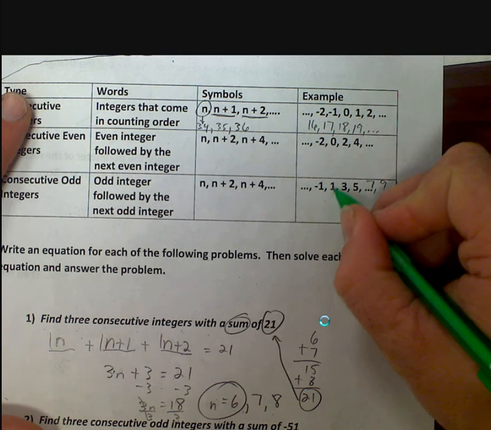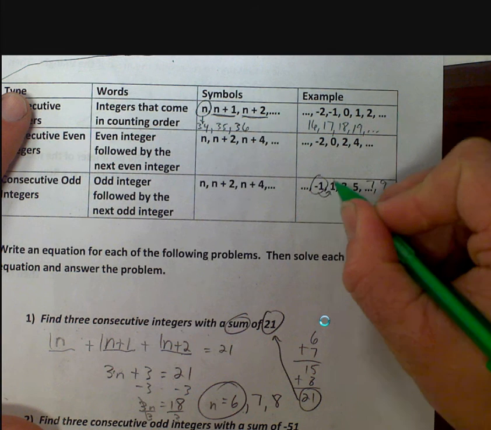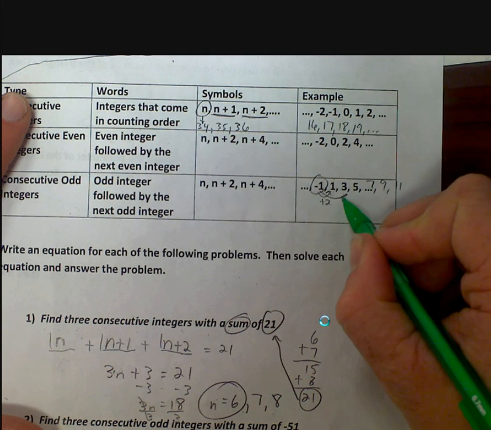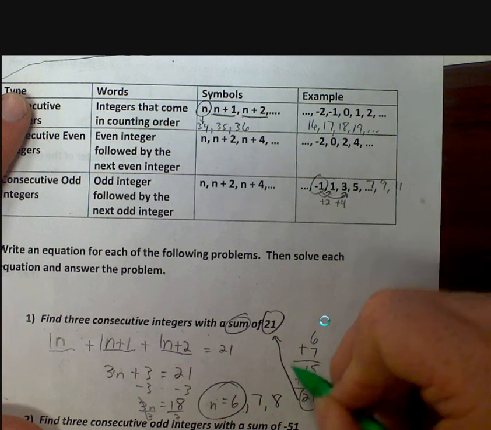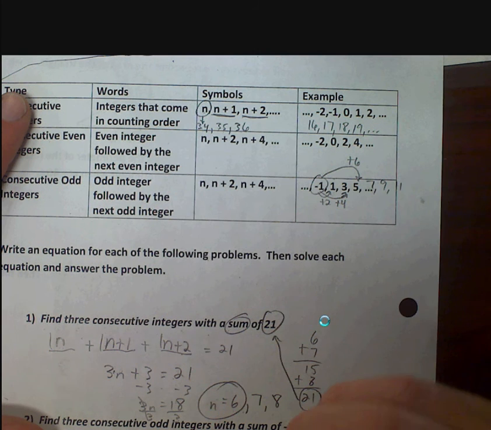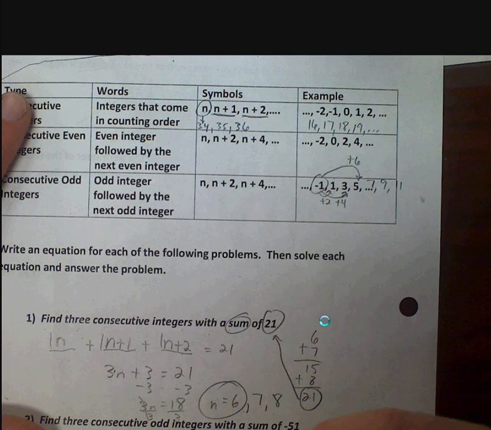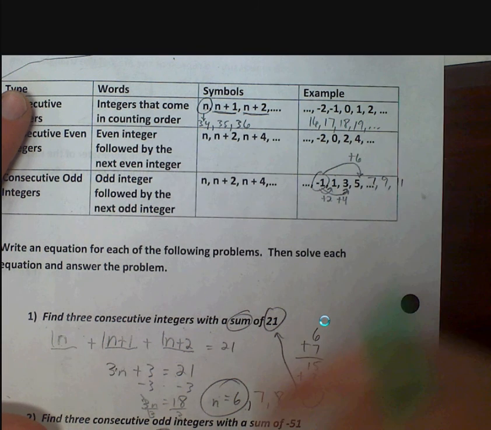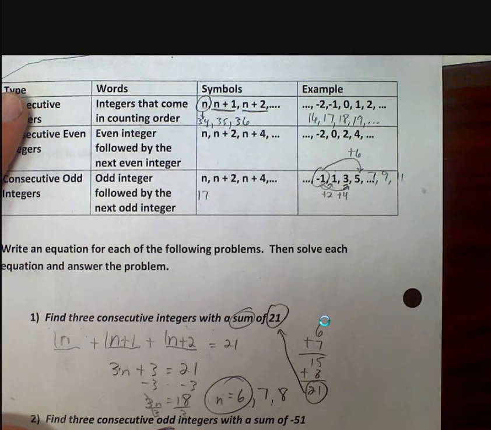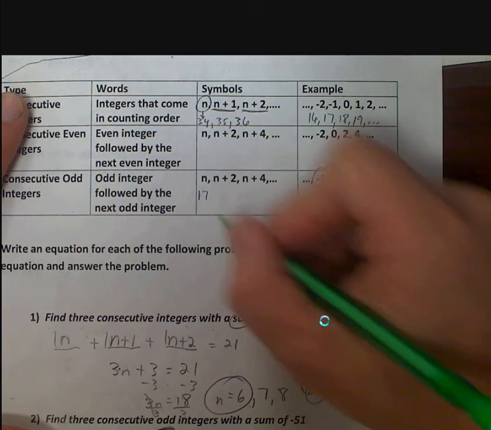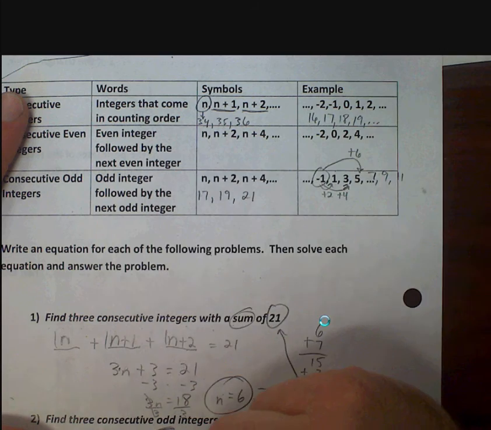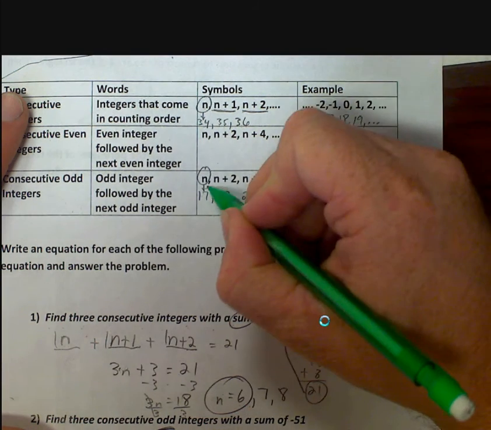So, how did I get from -1 to 1? I added 2. How did I get from -1 to 3? I added 4. How did I get from -1 to 5? I added 6. So I'm actually skipping one number every single time. What do I mean? Well, let's go ahead and start off with 17. If my first number is 17, my next odd number would be 19. Then it would be 21. Well, n could represent 17.